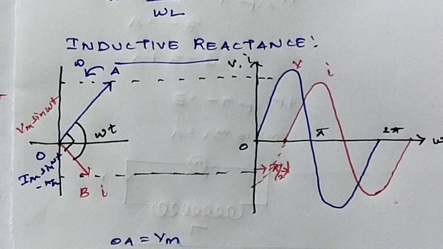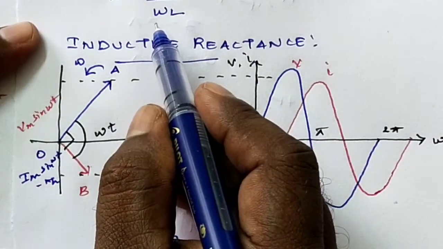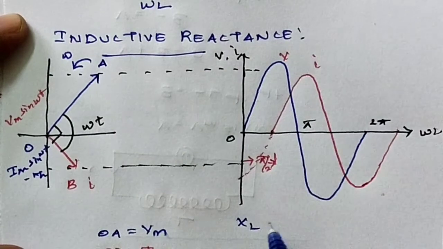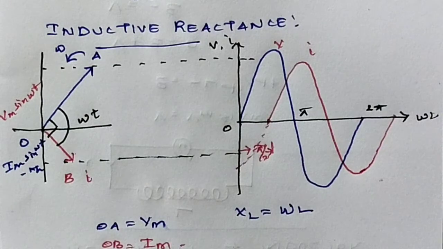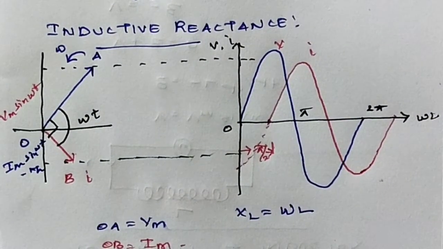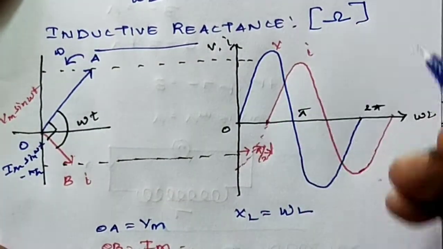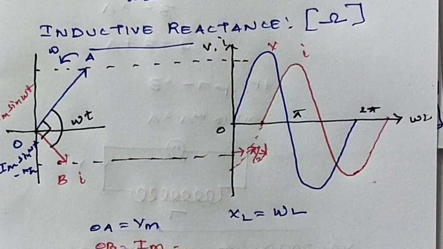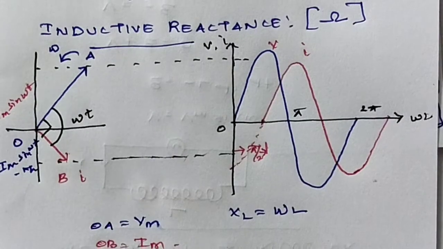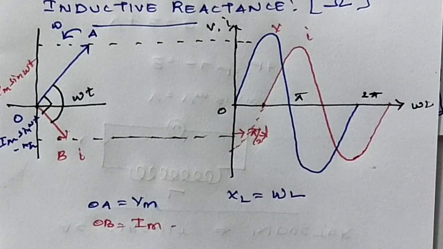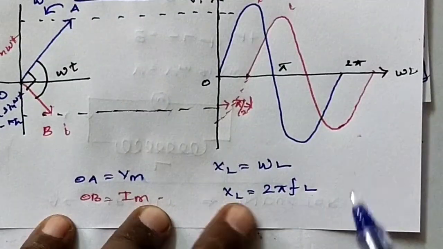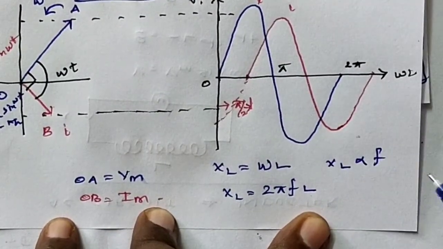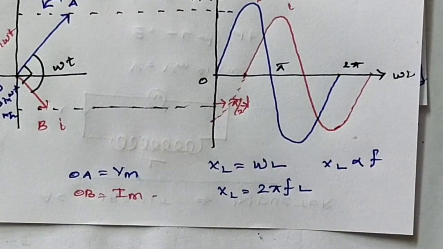Now moving to the inductive reactance. The inductive reactance is XL equal to omega L. It is the resistance offered by the inductor, and its unit is the same as resistance, the ohm. Since omega is 2 pi f, the inductive reactance is directly proportional to the frequency f of the AC, XL equal to 2 pi f L.